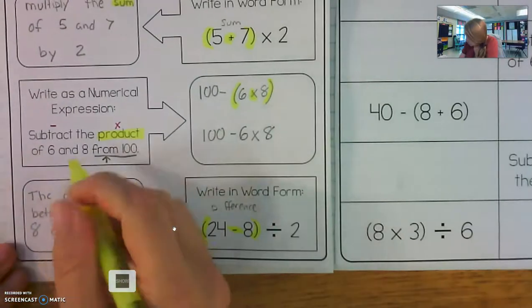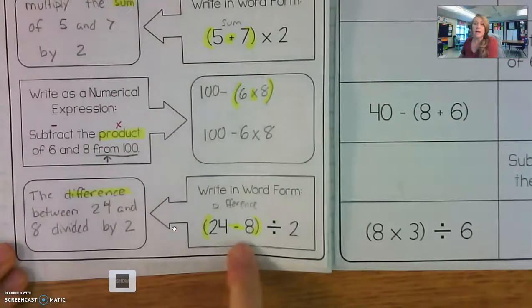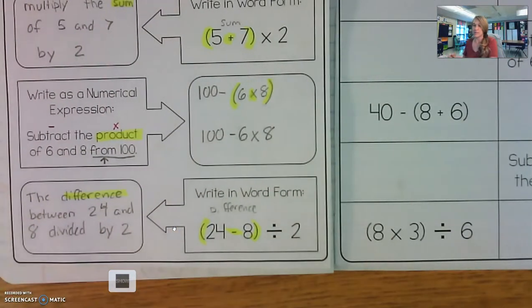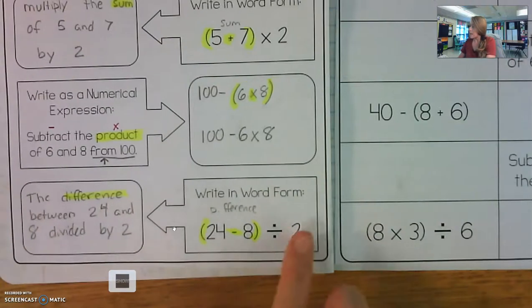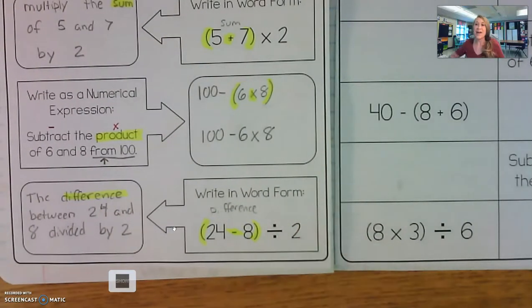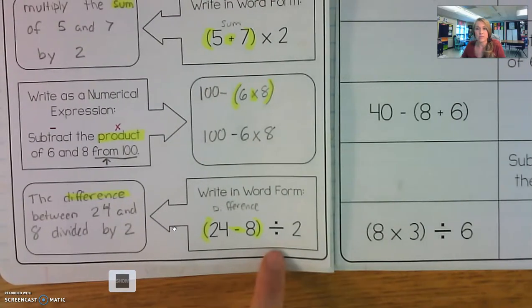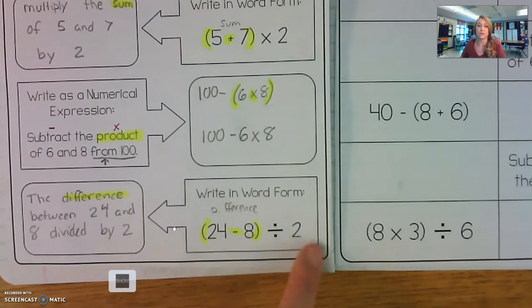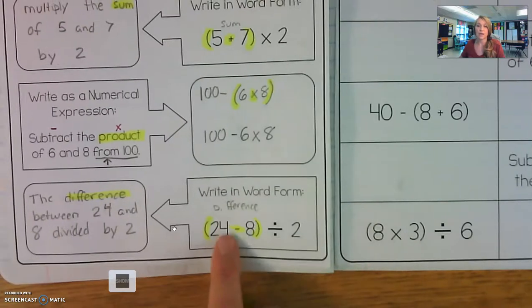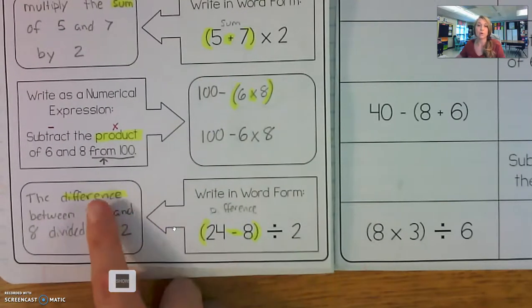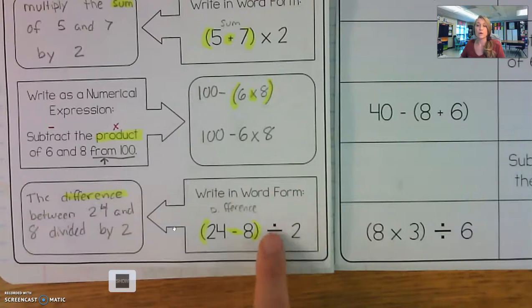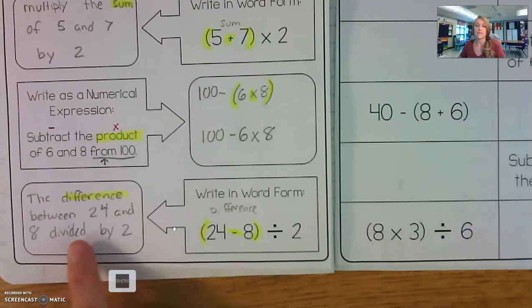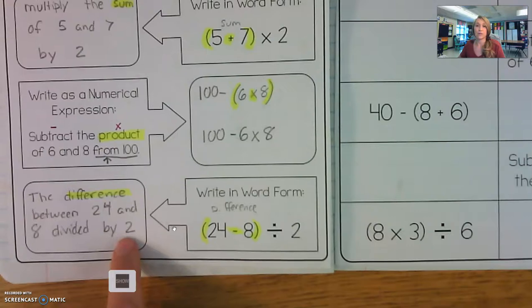And I used that word difference because I had subtraction inside of parentheses, which says you need to do that before you divide by 2. If I had just said 24 minus 8 divided by 2, we would have written it with no parentheses. That means we would have done 8 divided by 2 first, using order of operations. So because we had those parentheses, I wanted to use my word difference. Notice also divided by 2 is at the end, so we need to make sure we say divided by 2 at the end over here as well.